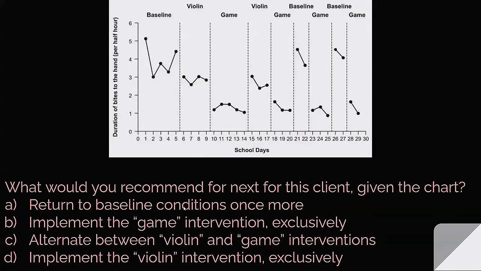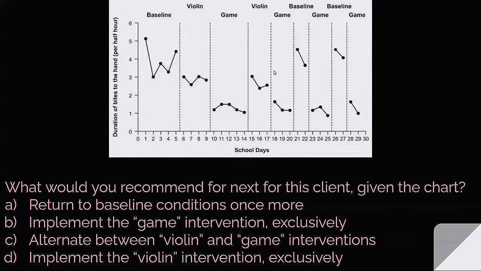And if you find a reason to do A, or they're asking you why you would do this, and A seems like the right thing to do, fine. Here, it doesn't seem to answer the question. So I agree with you guys, implement the game intervention exclusively. Why not? Because it's the one that works the best. Alternate between violin and game. Why?